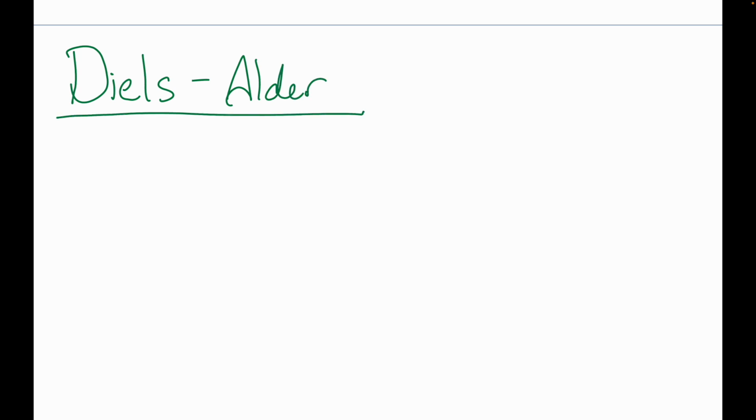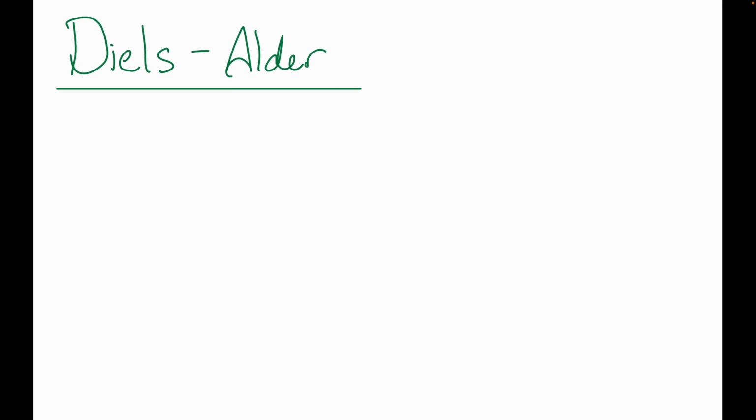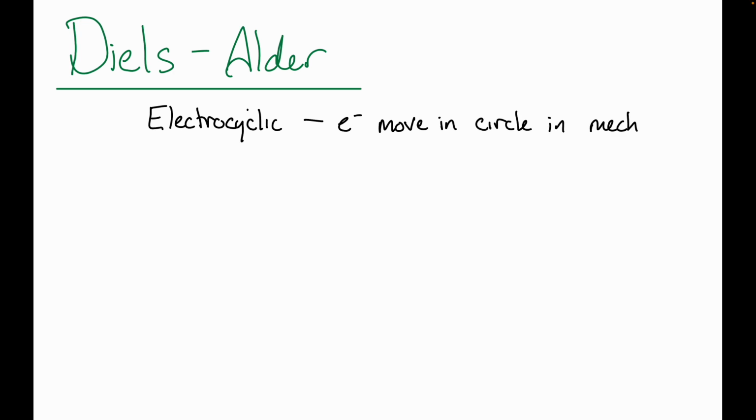All right, we got one more category of reaction that we're going to cover, which is what's called a Diels-Alder reaction. All right, this is what is called an electrocyclic reaction, because our electrons move in a circle in our mechanism.